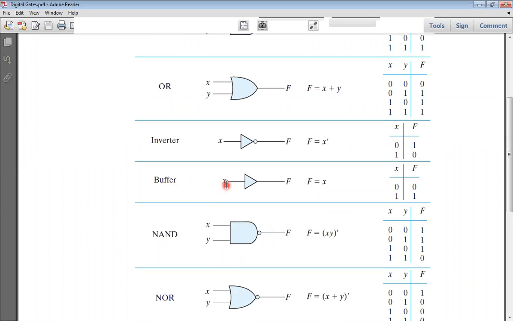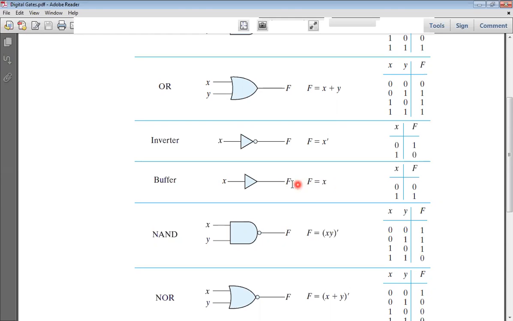Now the buffer, this is the symbol of the buffer. The buffer just gives out the output which is the same as the input. Buffer here means it powers the input signal. If the input signal is weak to drive the load, then we use such buffers. The buffer doesn't alter the input. It allows the input as it is at the output, but it gives strength to the input signal so that it can drive the load better.